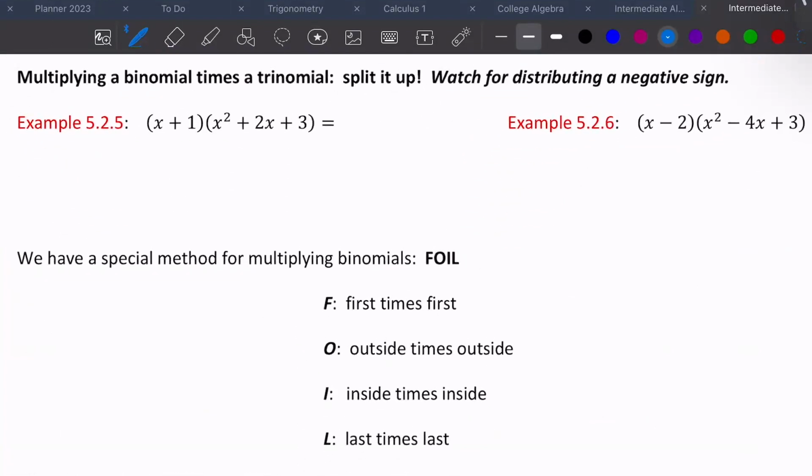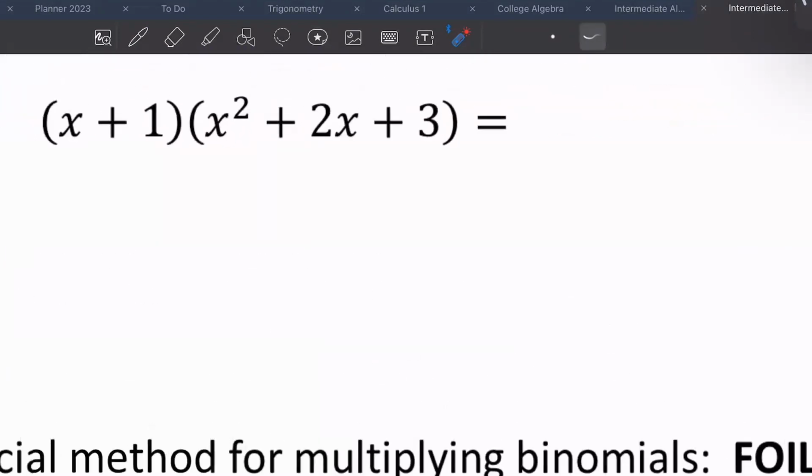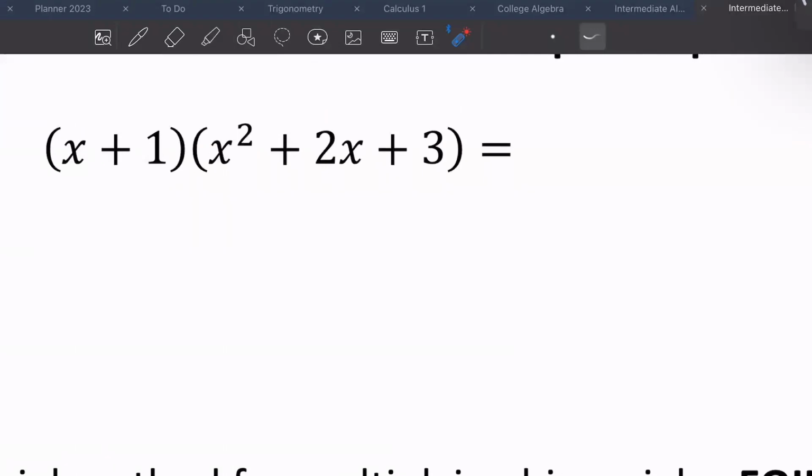Then we have multiplying a binomial times a trinomial. Okay, so let's remember what binomial means. That means 2 terms times a trinomial, that's 3 terms. Okay, split it up and watch for distributing a negative sign. Okay, so we need to distribute 2 separate times.